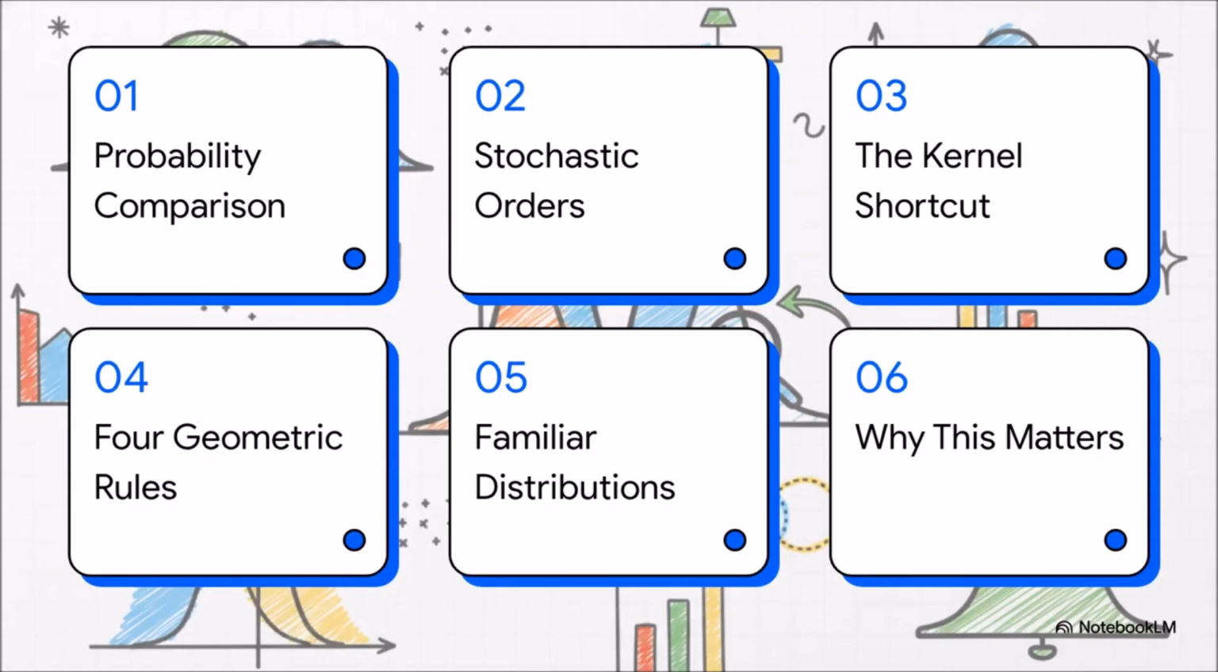Here is our visual roadmap for today. 1. The probability comparison problem. 2. Defining stochastic orders. 3. Enter the kernel shortcut. 4. The 4 geometric rules. 5. Testing familiar distributions. And finally, 6. Why this shortcut matters. Let's keep moving.